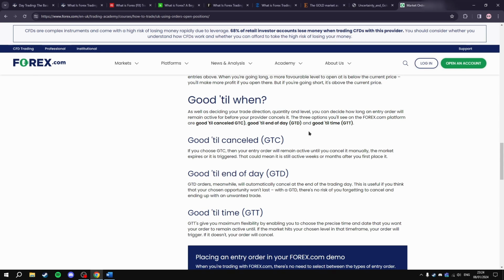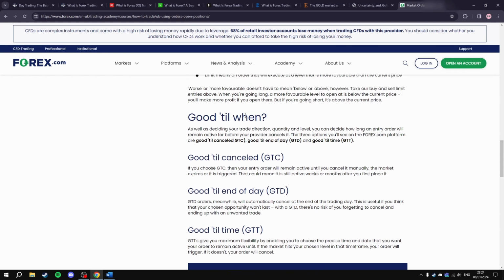Right, okay. Good till when. As well as deciding your trade position, direction, quantity and level, you can decide how long the entry order will remain active for before your provider cancels it. The three options you'll see on the Forex.com platform are good till cancelled, good till end of day, and good till time.